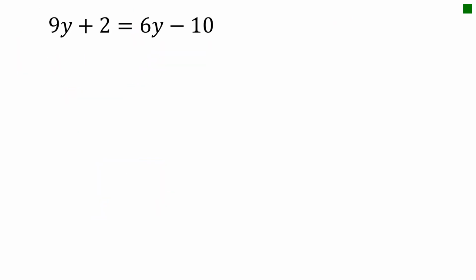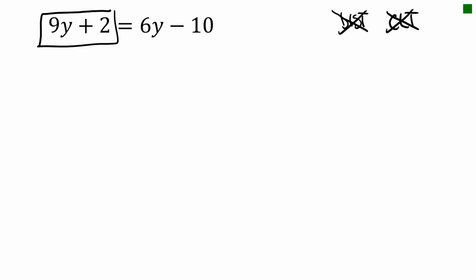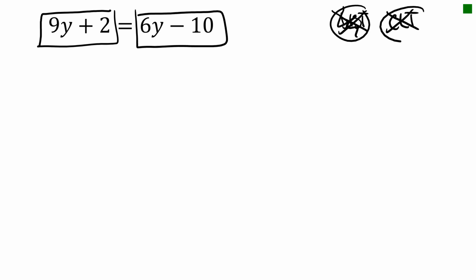Next one, I'm looking at the same thing. Left side, 9y plus 2. Let me ask myself, do I need to distribute? Nope. Do I need to combine like terms? Nope. So that side's clean. Right-hand side, do I need to distribute? Nope. Do I need to combine like terms? Nope. So that side's clean.